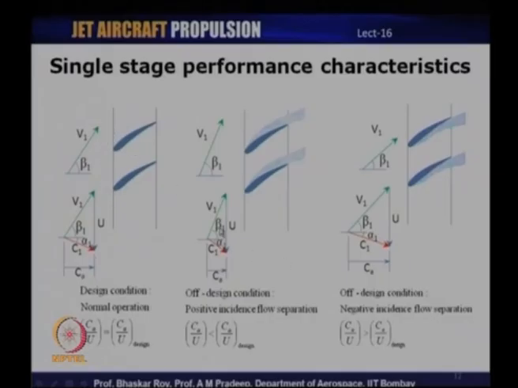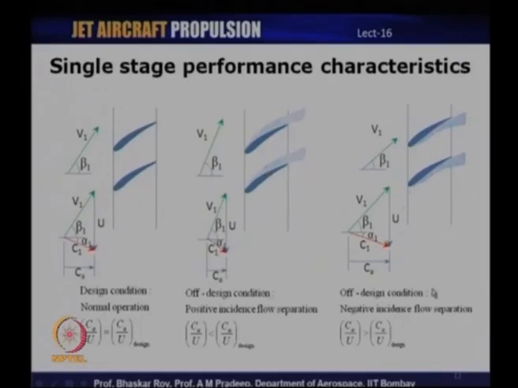So, here beta 1 is actually greater than the beta 1 at design. Therefore, if the flow approaches the stage at a very high angle of incidence, which is basically a positive incidence here, there is a chance that the flow would separate from the suction surface of this rotor. So, there is flow separation occurring here on the suction surface of this blade. Therefore, this is basically a positive incidence flow separation.